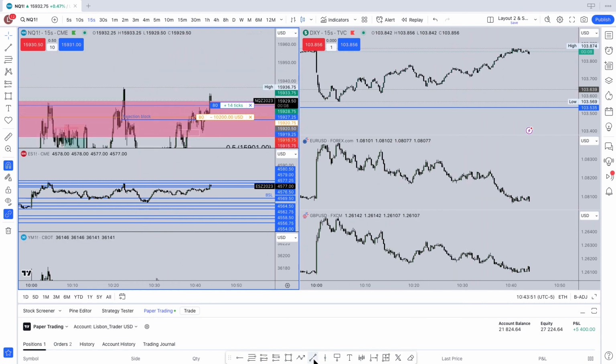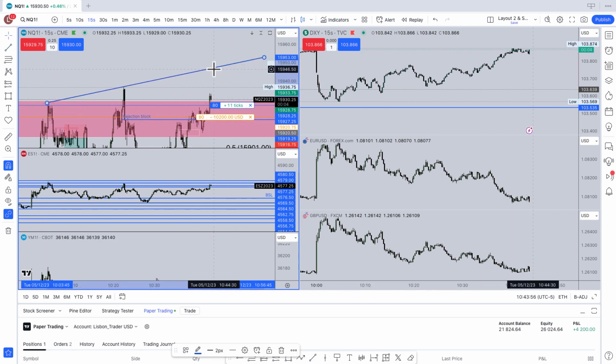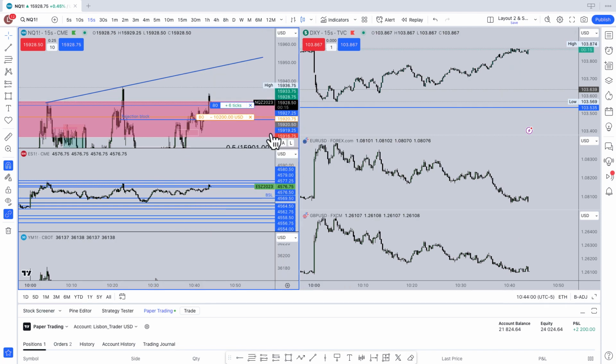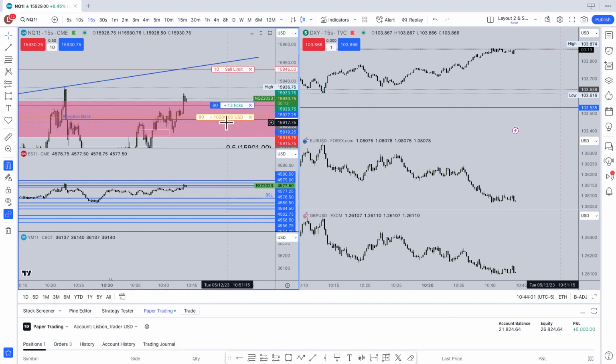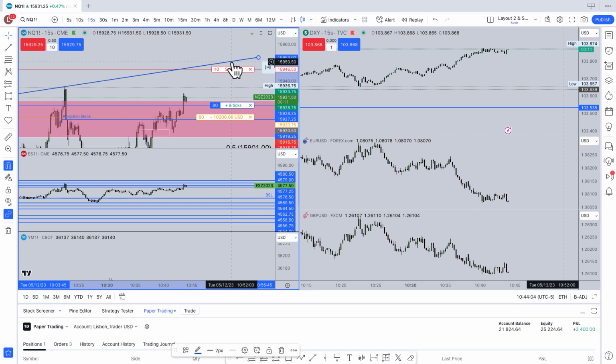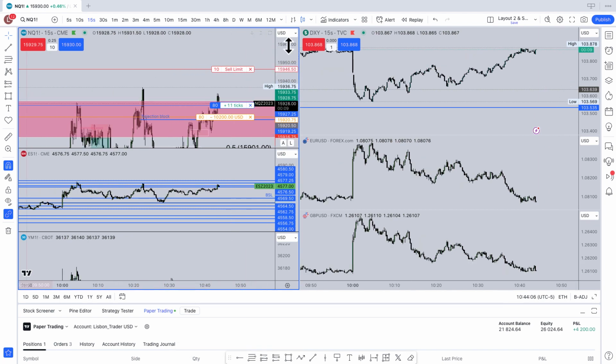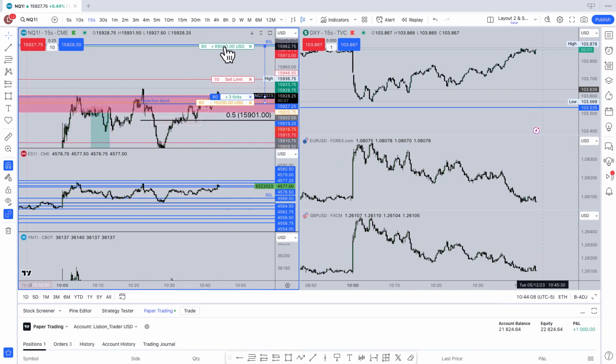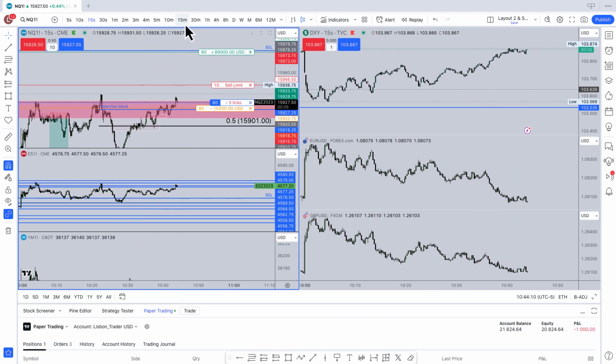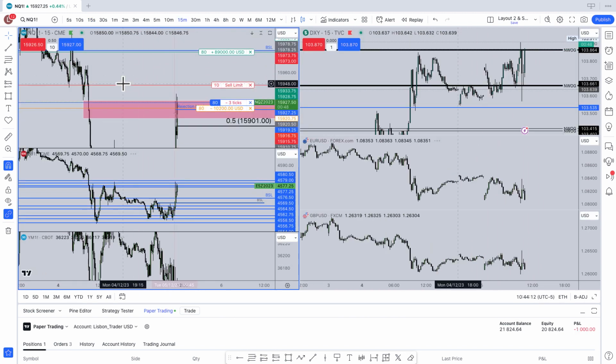So let's see if it wants to do this 3 drive, which would be somewhere around here. Let's take a partial there, but I believe it wants to go now here, at this level above.